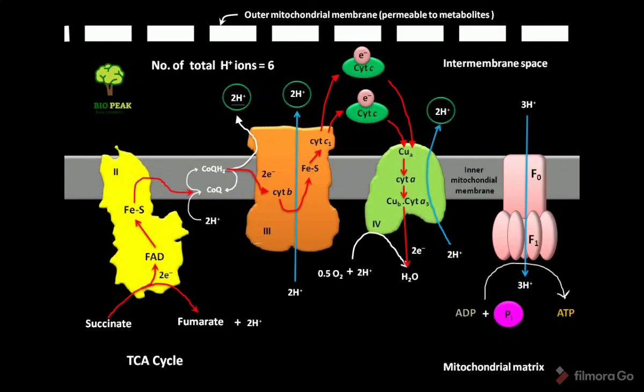This process of synthesis of ATP at the expense of proton motive force is called chemiosmosis.